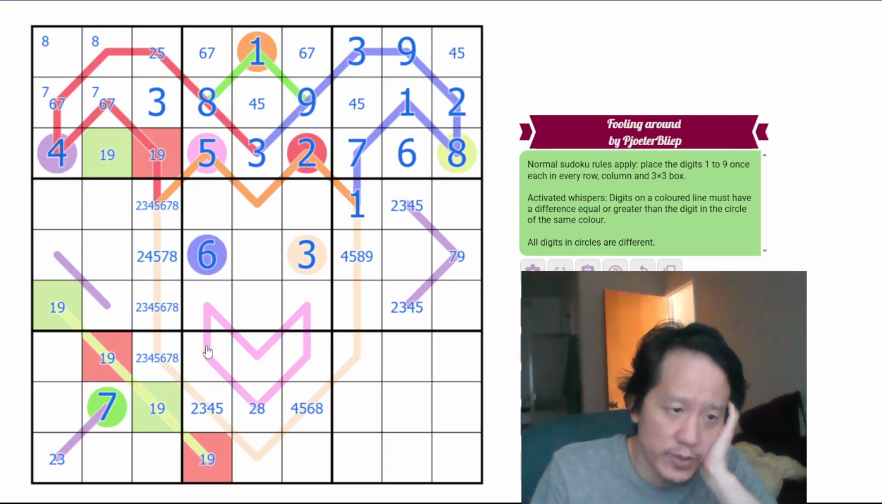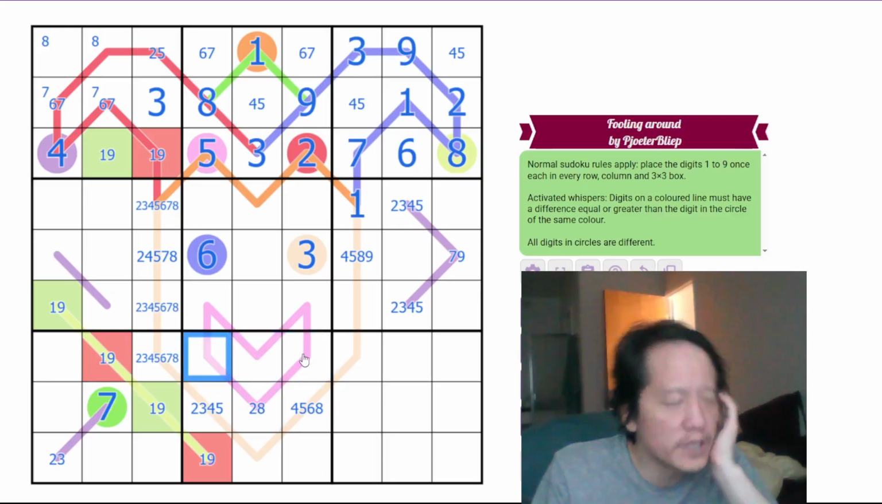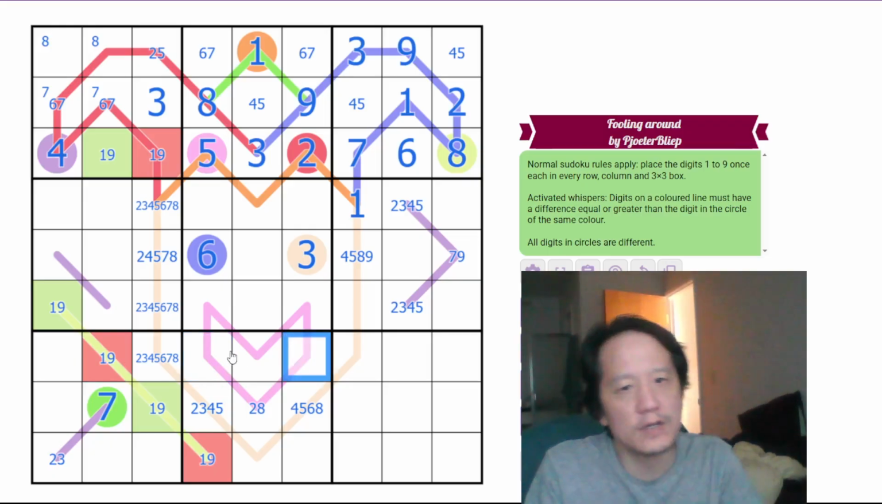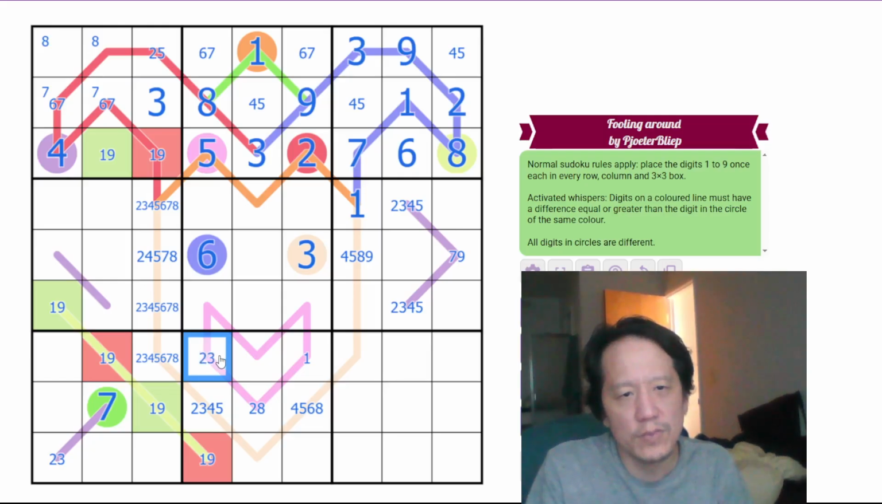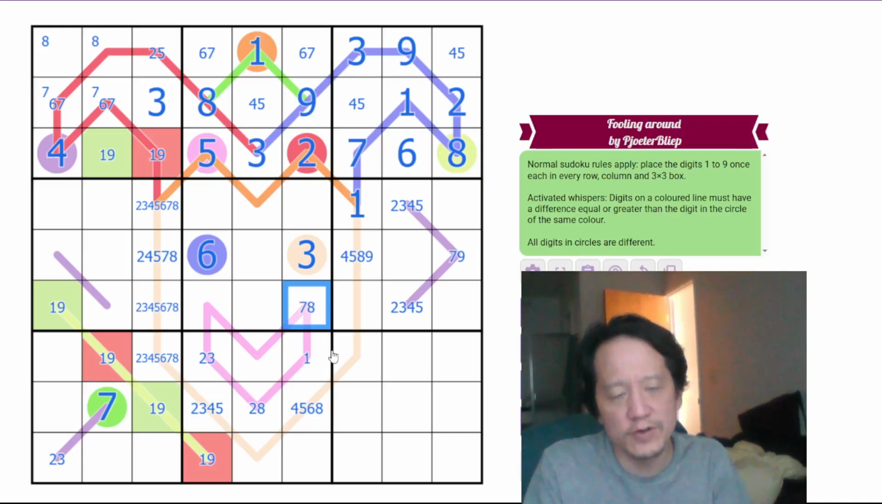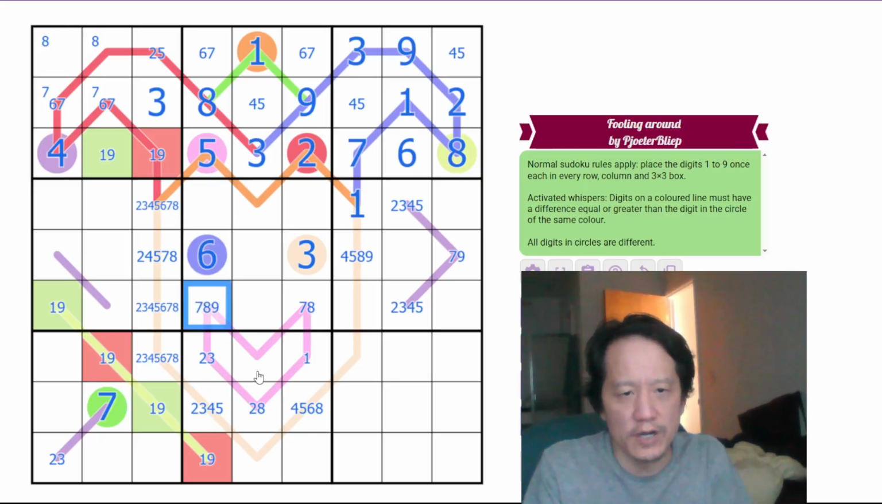8 would have to be between 1 and 3. So this would have to be a 1 here because it can't be 2 or 3. And this would be 2 or 3, obviously. 1 could be next to, cannot be 6. It would be 7 or 8 here. 2 or 3 would be next to 7 or 8 here. Or 9.